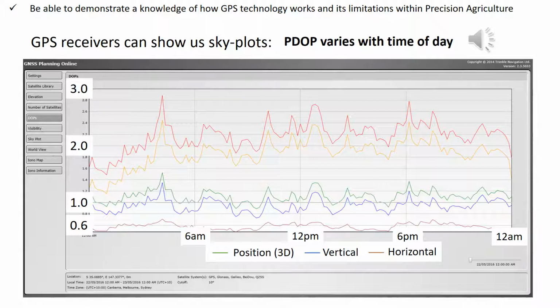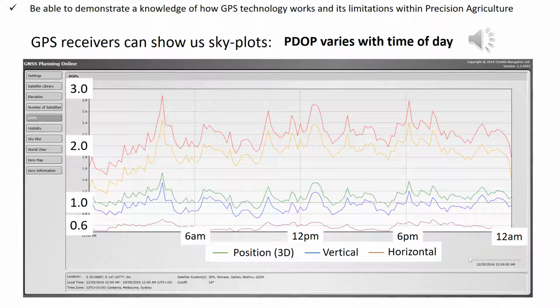This chart shows us how the PDOP values vary with the time of day. On the y-axis we have PDOP values from 0.6 to 3. Going back to our previous slide, all of these values shown are good enough for a handheld GPS unit, as they are all under 5 or 6. We can see though that there are some times of the day shown on the x-axis that are better than others, say about 5 o'clock in the evening or 11 o'clock. There are other times that are not so great.